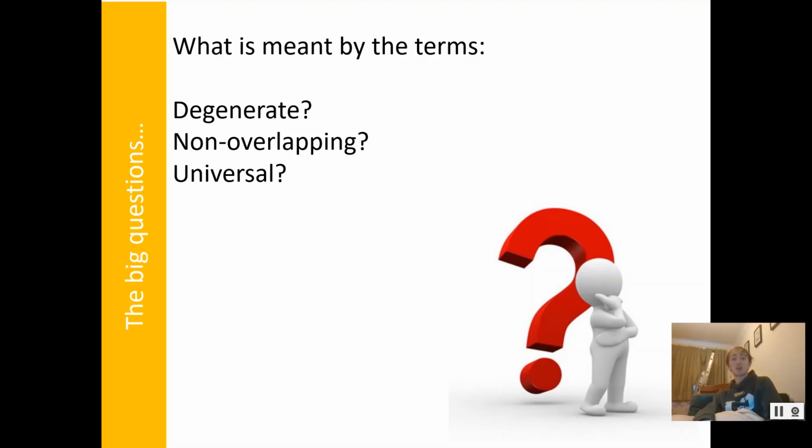We said degenerate means there's more than one code for each amino acid. Non-overlapping means there's only one amino acid for each code. Each code only codes for one amino acid. Universal means all organisms have the same coding system.